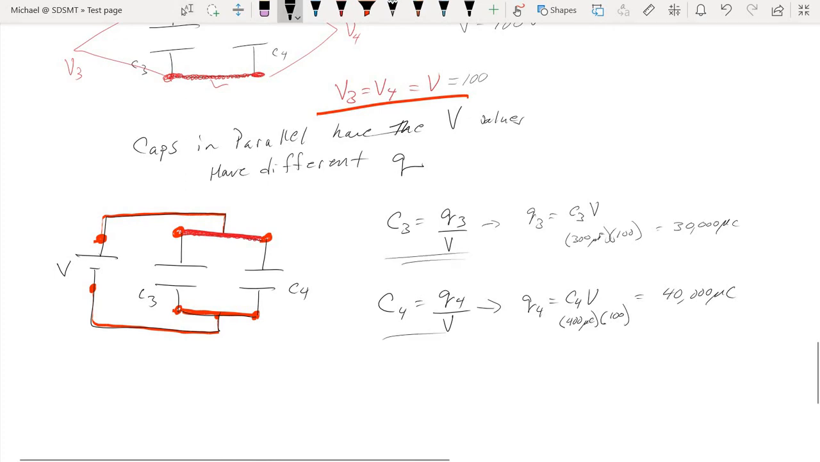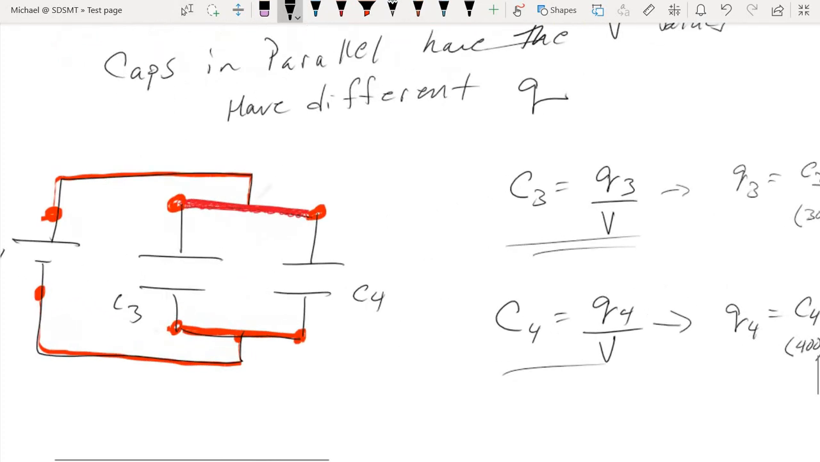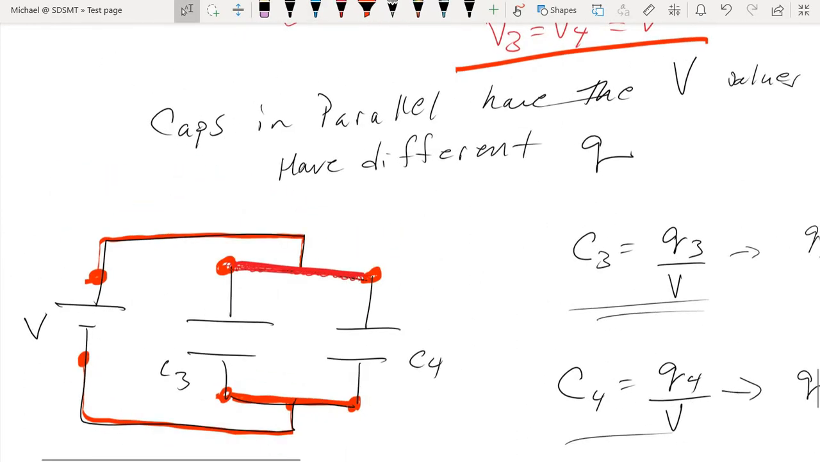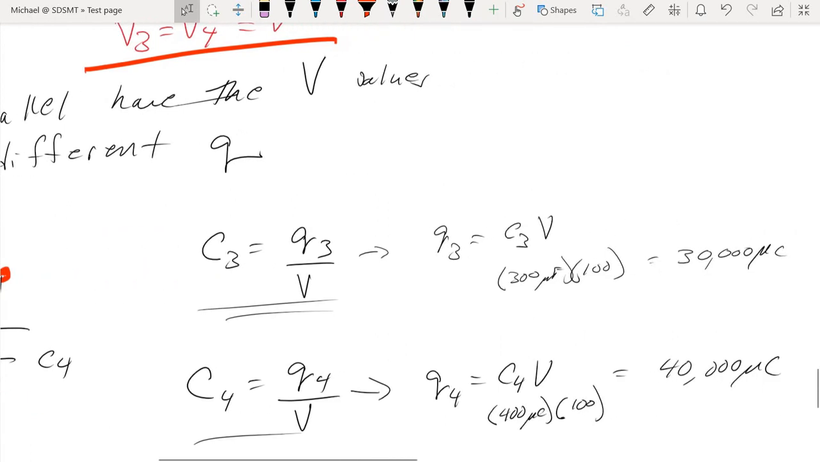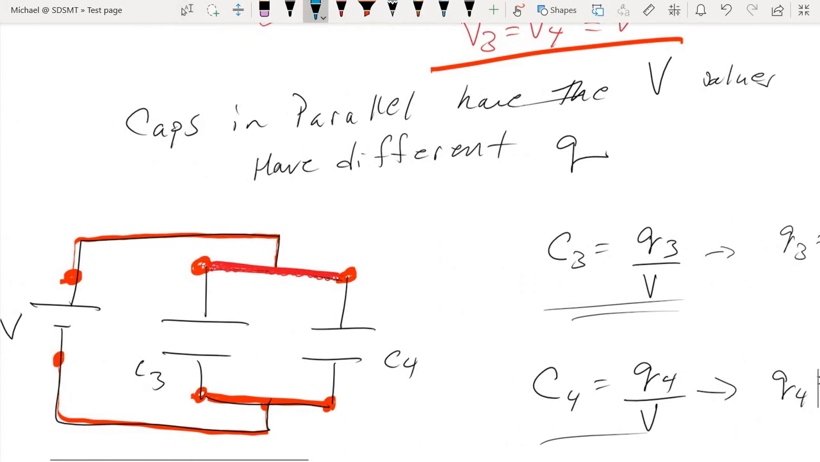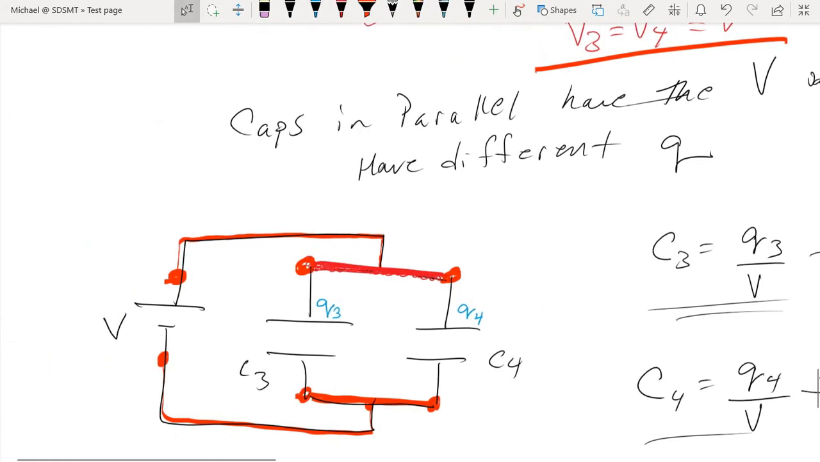Well, is it just because the math says so? Well, let's see what it means in terms of the circuit. You're going to have 30,000 microcoulombs deposit onto capacitor 3. So I'm just going to write charge 3. And you're going to have 40,000 microcoulombs deposit onto capacitor 4. Where did those charge values come from? Where did those capacitors get their charge? Well, they had to have gotten it from the battery.